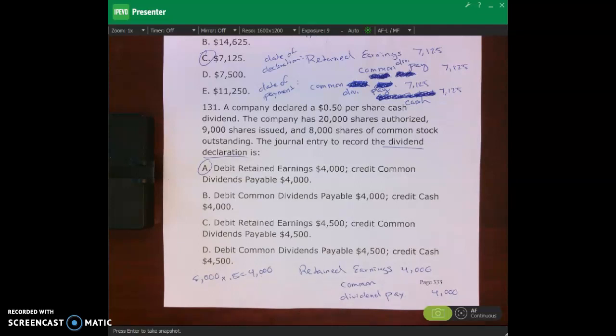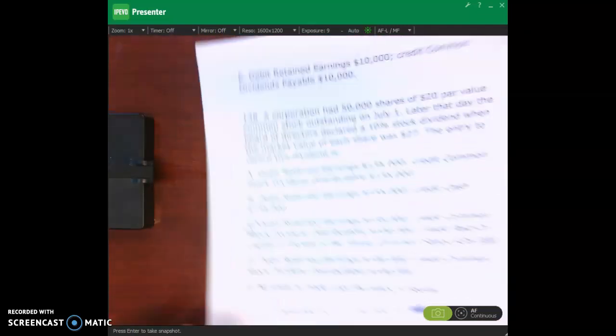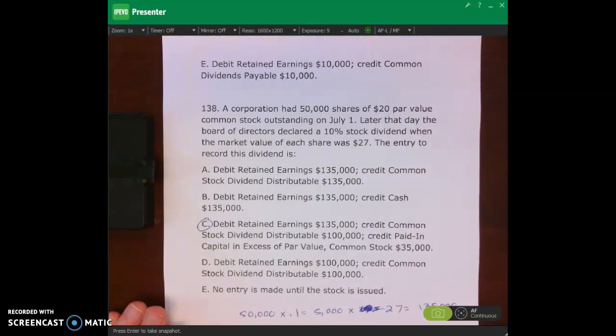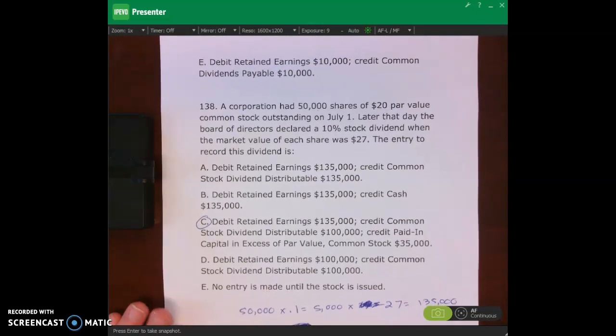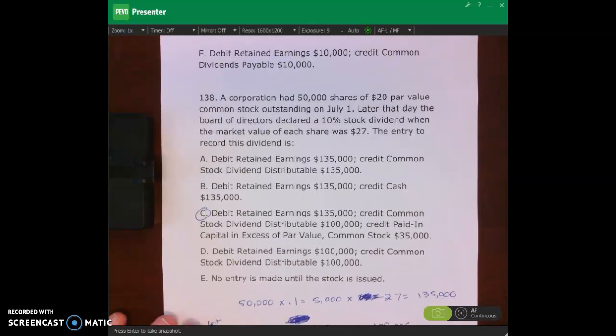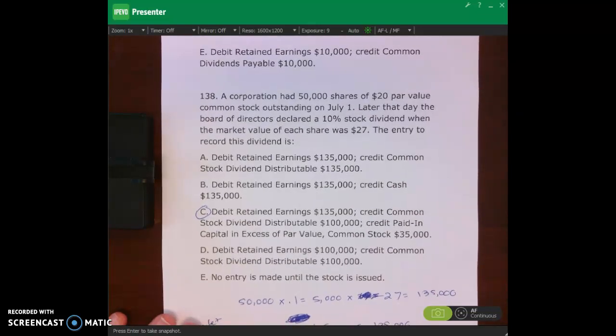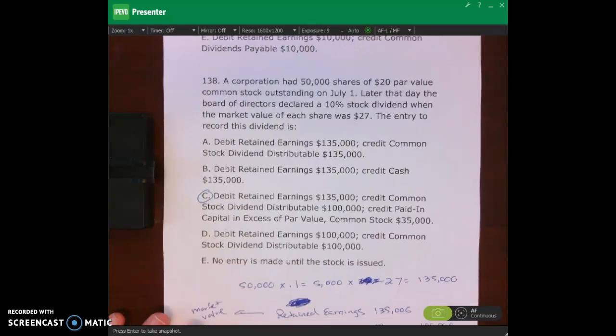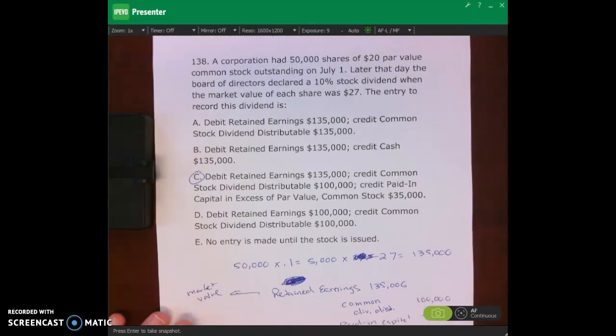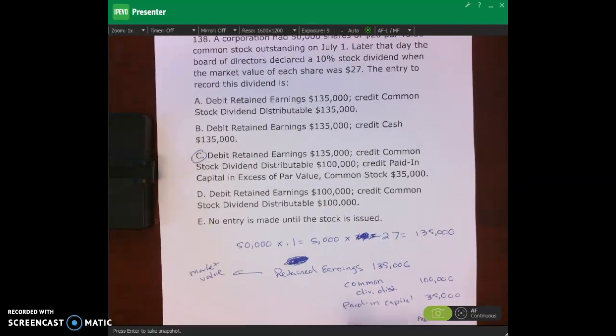Okay, let's look at the last one right over here, number 138. The corporation has 50,000 shares of $20 par value common stock outstanding. Later that day, the board declared a 10% stock dividend. The market value of each share was $27. For the journal entry to record the dividend, we take our 50,000 shares, and it's a 10% stock dividend, which means it's a small stock dividend.